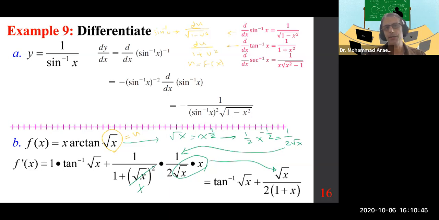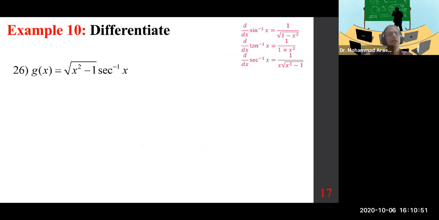All right, here's the next one. G of x is square root of x squared minus 1 times secant inverse, okay? So here's what we get. The product rule again. So you put a raised dot in between. Now the first one, we write it to the power of 1/2, so we can do the differentiation. Okay, so let's see what we get. 1/2 x squared minus 1 to the power of negative 1/2 times 2x, and then times secant inverse.